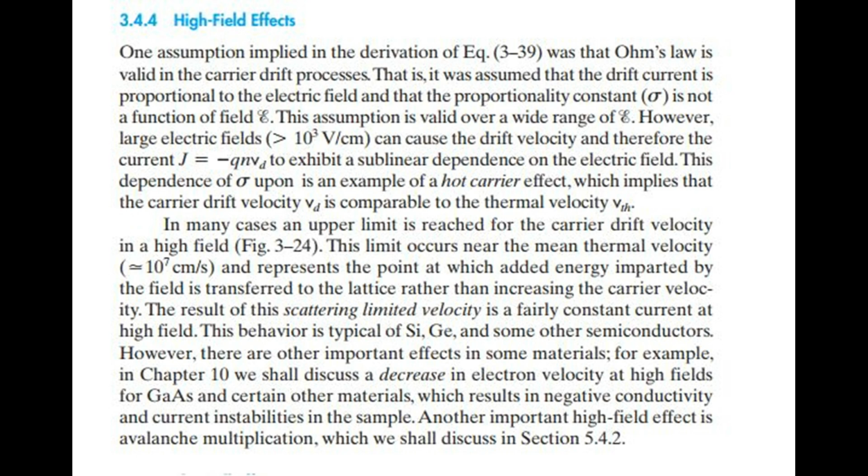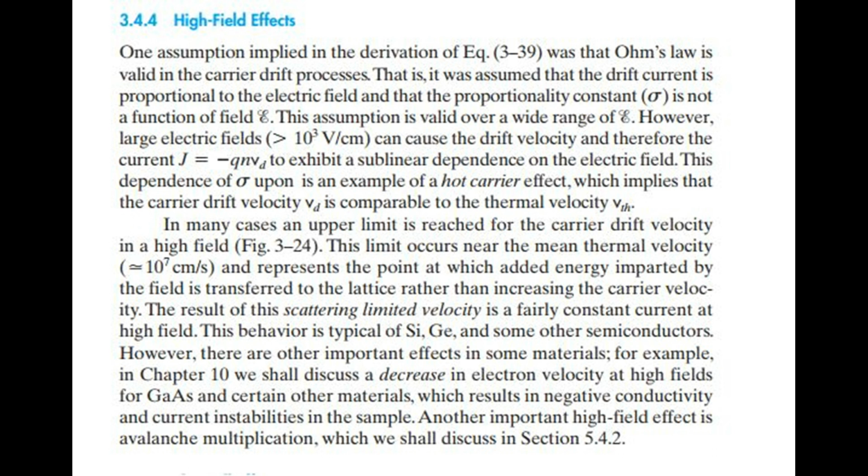This dependence of μ upon the field is an example of a hot carrier effect, which implies that the carrier drift velocity vd is comparable to the thermal velocity vth. In many cases an upper limit is reached for the carrier drift velocity in a high field, Fig 3-24. This limit occurs near the mean thermal velocity, 10^7 cm/s, and represents the point at which added energy imparted by the field is transferred to the lattice rather than increasing the carrier velocity. The result of this scattering-limited velocity is a fairly constant current at high field. This behavior is typical of silicon, germanium, and some other semiconductors.